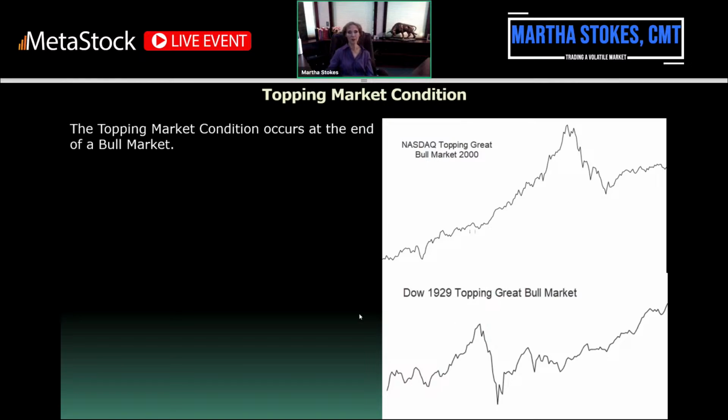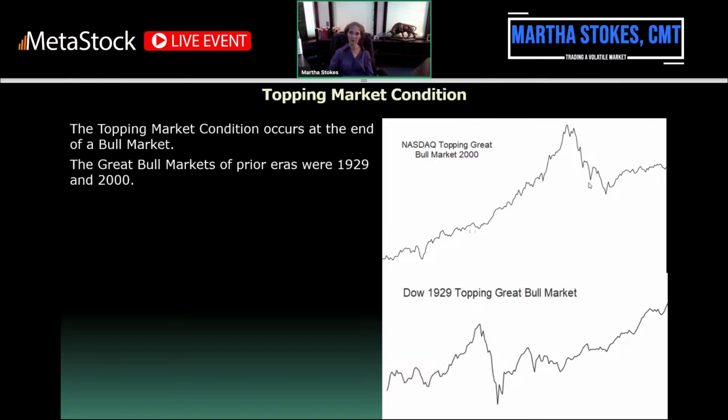The topping bull market condition occurs at the end of the bull market. The great bull markets of prior eras, and there were only two, were 1929 and 2000. We're due for a new one. This is the NASDAQ topping great bull market of 2000. See how long this baby ran, and then it went vertical.